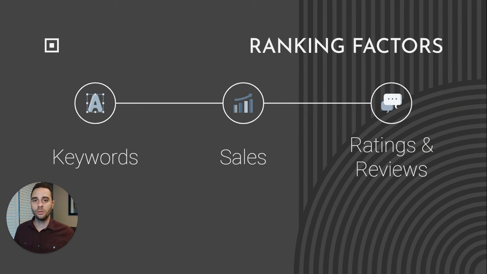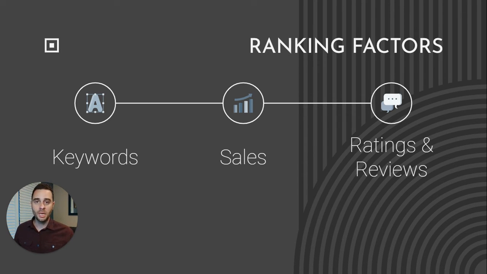First of all, just like Google, Amazon prioritizes keywords. When someone searches for a specific keyword, Amazon is looking for that keyword in a book's title, subtitle, description, and even back-end keywords. And we're going to talk about all those in this course.